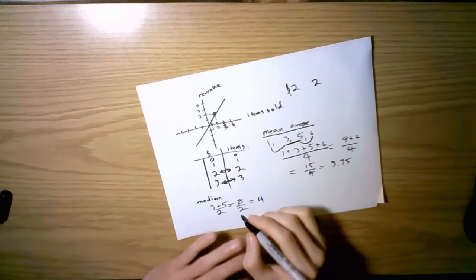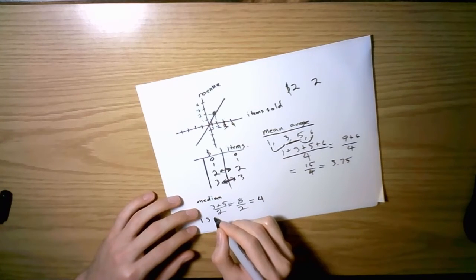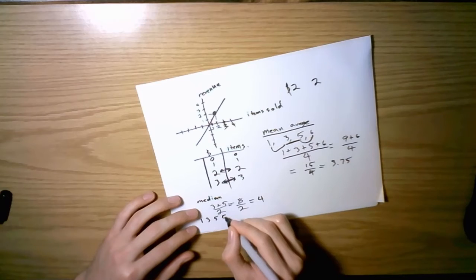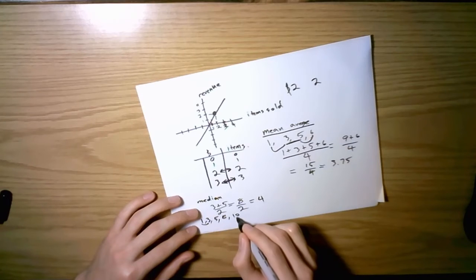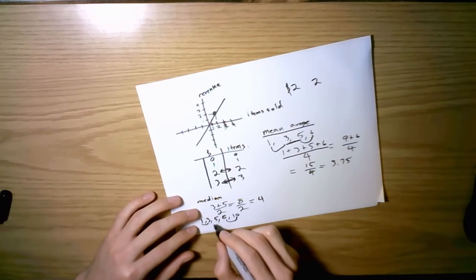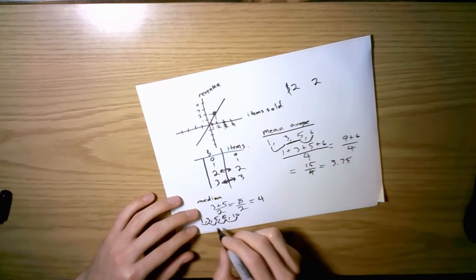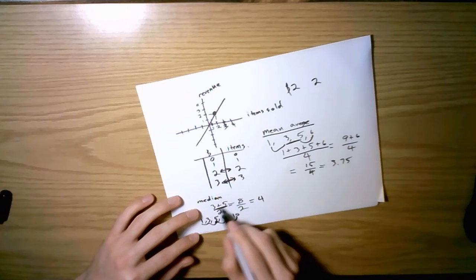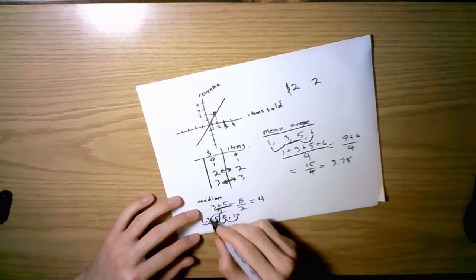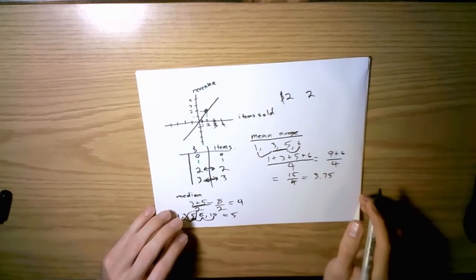I'll give you another example. 1, 3, 5, 6, 10. Alright, start at the 1, move over, start at 10, move over, start at 3, move over, start at 6, move over. So we see we converge on the 5. Since there's an odd number of numbers this time, we don't have to do this math thing, and our median is 5. So it's easier when there's an odd number of numbers.